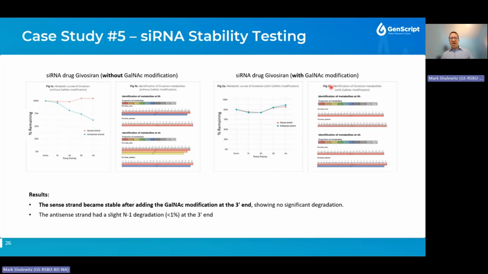When we attach GalNAc to the 3' end of the antisense, we now no longer see that degradation. So GalNAc addition not only is targeting givosiran for transport to liver, but is also helping to stabilize that 3' end.